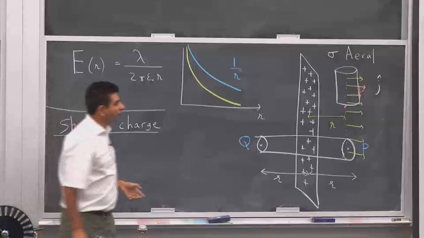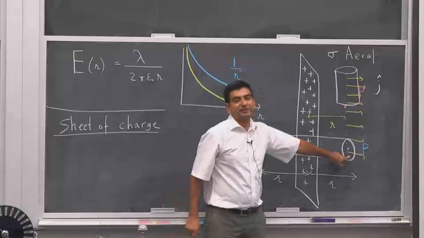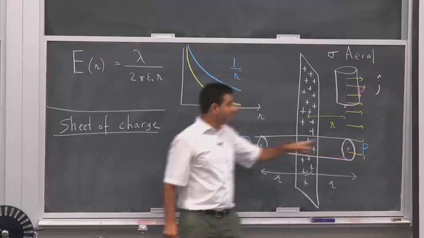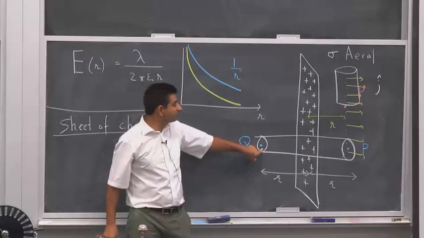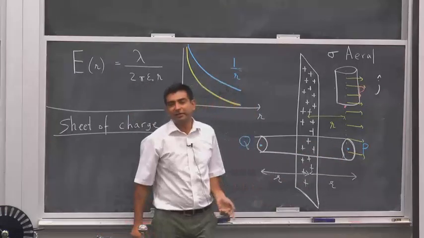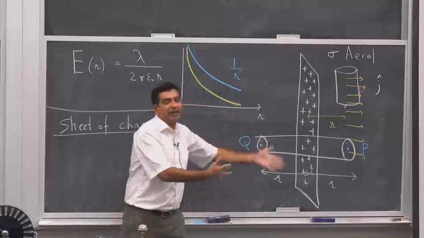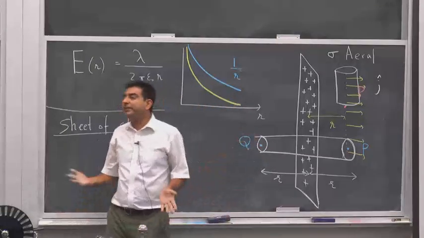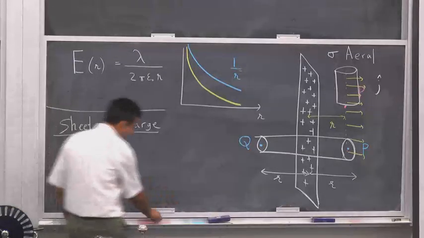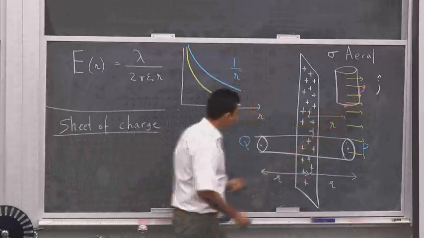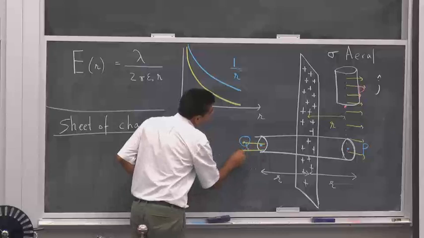Now what I do know is that the magnitude of the electric field here is going to be the same as the magnitude of the electric field here, isn't it? Because this point is equidistant from this point. And there is really no difference between being on the right of the sheet or the left of the sheet. The only thing that's going to change is the direction of the electric field. The direction of the electric field here is in the plus J direction, and here it's in the minus J direction.